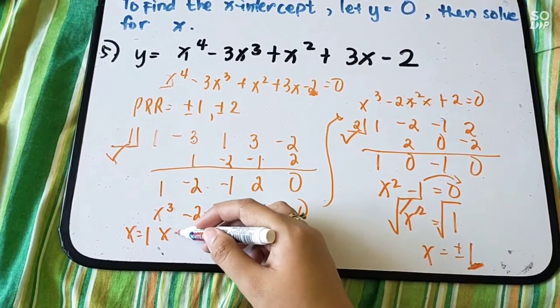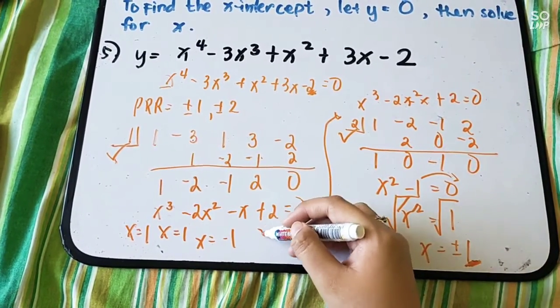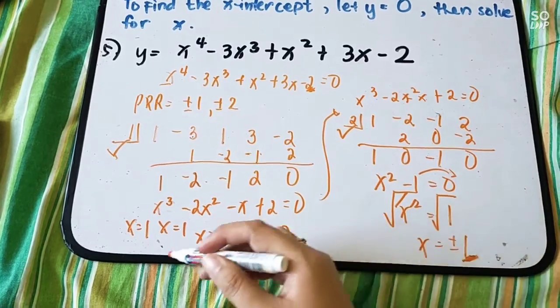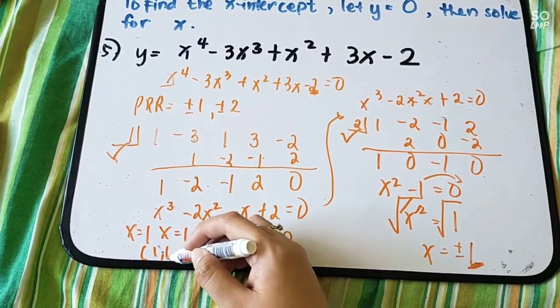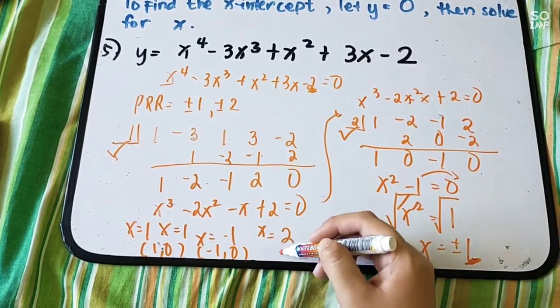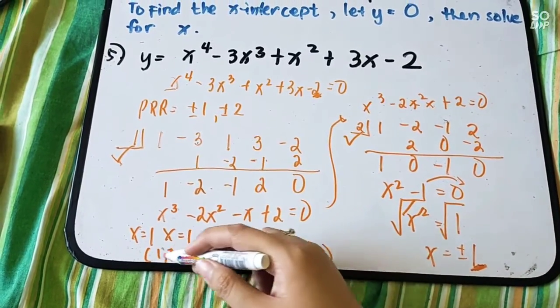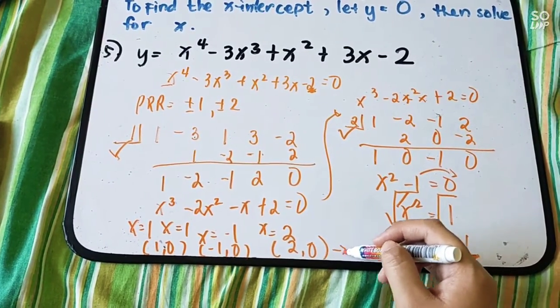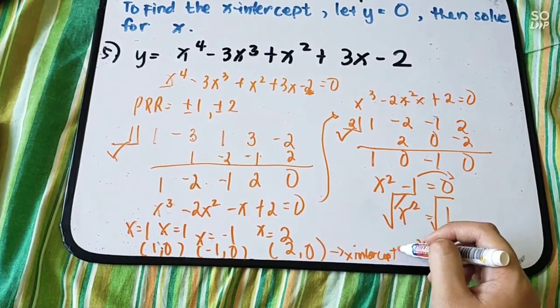Then, x is equal to 1 again. Then, x equals negative 1. And x is equal to positive 2. Since 1 repeated, we just keep one. We have 1 and 0. This is negative 1 and 0. And then this one, we have 2 and 0. So, these are the x-intercepts. Okay?